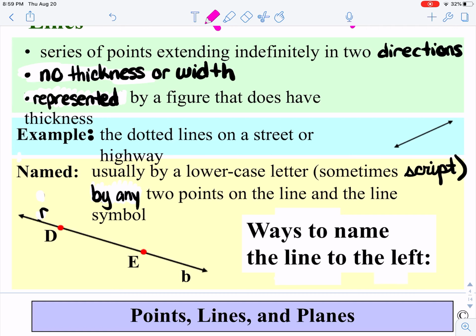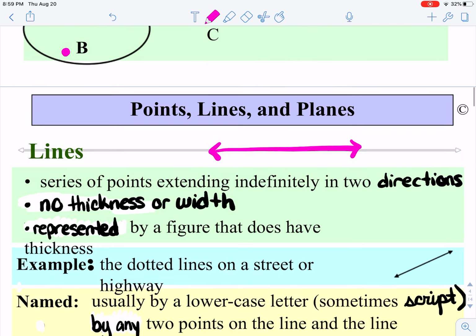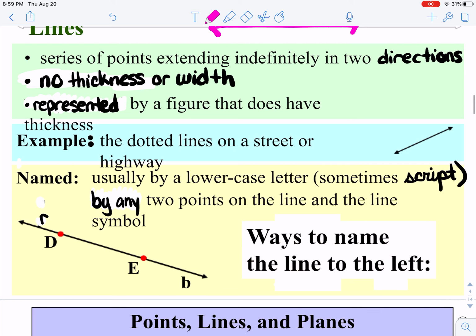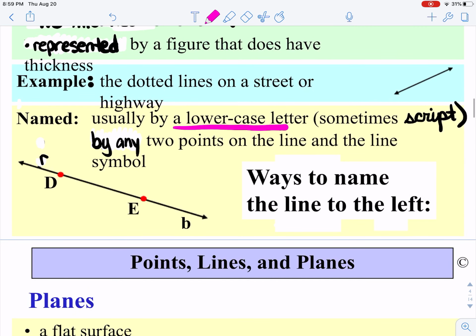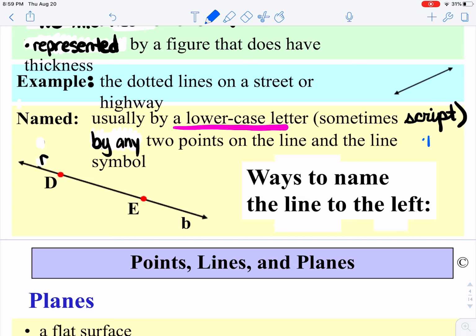name a line. Now, just as I told you up here, a point is named by a capital letter. A line is labeled by either one lowercase letter, or at least two capital letters on the line. So, some ways to name this line to the left. I could call it, also sometimes I wrote this in cursive, script. I know, misspelling cursive. I know cursive is like a dying font.